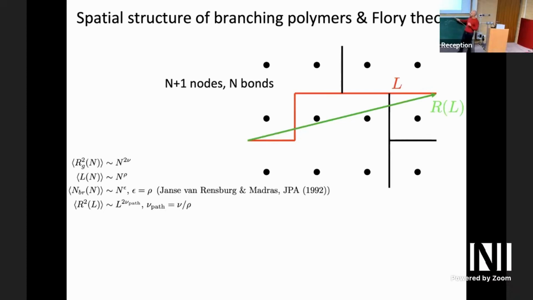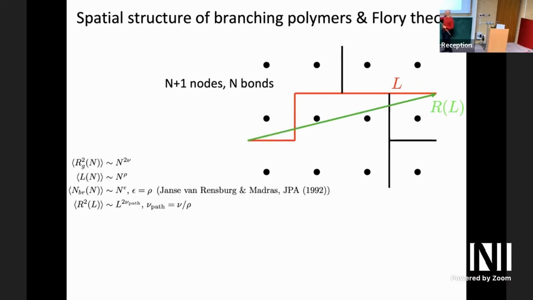For a branching polymer, you actually have at least three more exponents. One exponent is rho. The exponent rho describes how the typical path length on a branching polymer grows with the number of monomers N. For a linear polymer, rho is just one, ideally. For a branching polymer, it will be something different from one.